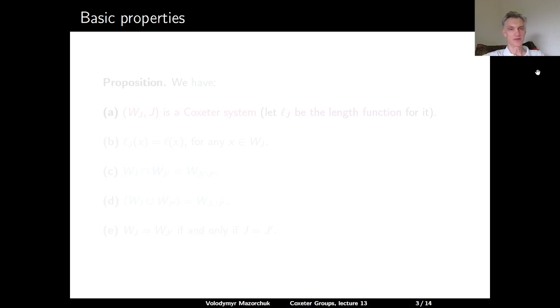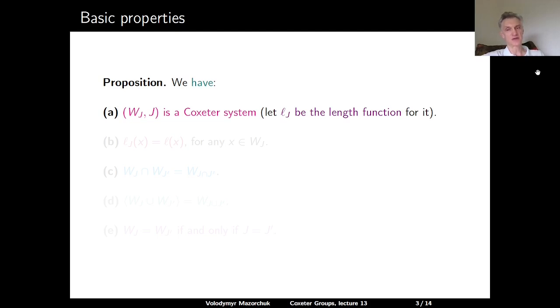Here are some basic properties of parabolic subgroups. Proposition: A, the group W_J with respect to the set J is a Coxeter system. And so we can in particular consider the length function for this Coxeter system, which we denote by L_J. B, if we have an element x in this parabolic subgroup W_J, then the length of x in W equals the length of x in W_J, so with respect to the Coxeter system given by W_J.